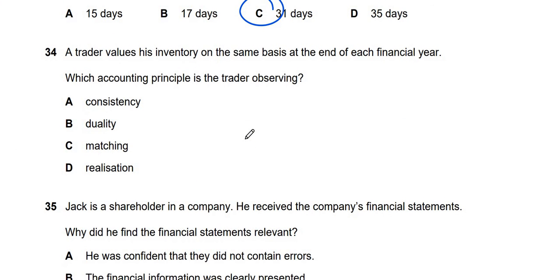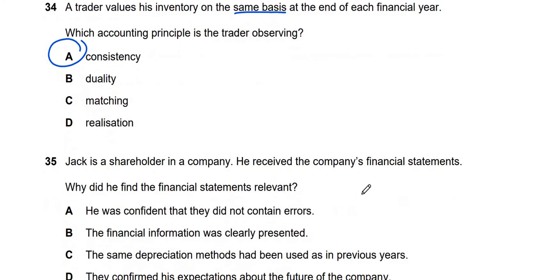Alright, question number 34. It says the trader values his inventory on the same basis at the end of each financial year. Which accounting principle is the trader observing? So look, if the trader is valuing his inventory on the same basis, it means this is consistency. So when the trader values his inventory on the same basis at the end of each year, then he is being consistent, so we are using the consistency principle.